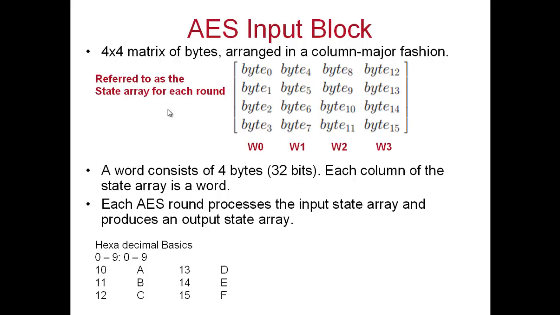We'll work with hexadecimal values, so just to know how to represent them: 0 to 9 in decimal is simply represented as 0 to 9 in hexadecimal. But 10 in hexadecimal is A, 11 is B, 12 is C, 13 is D, 14 is E, and 15 is F.